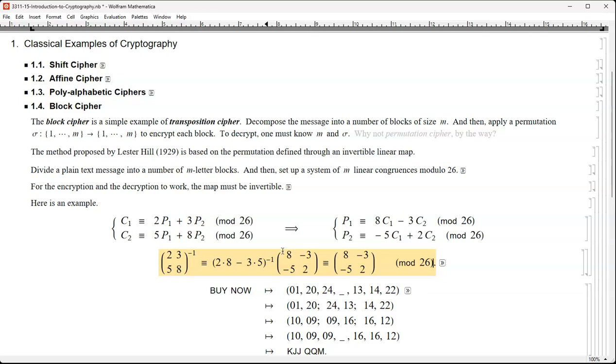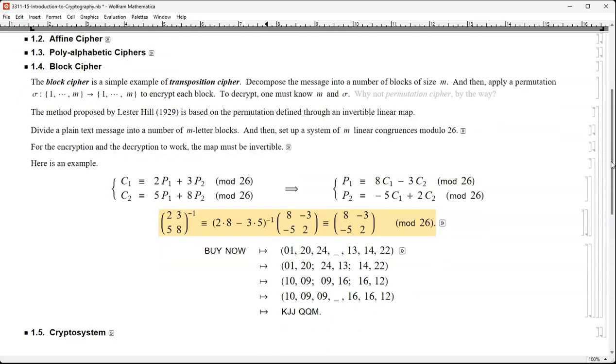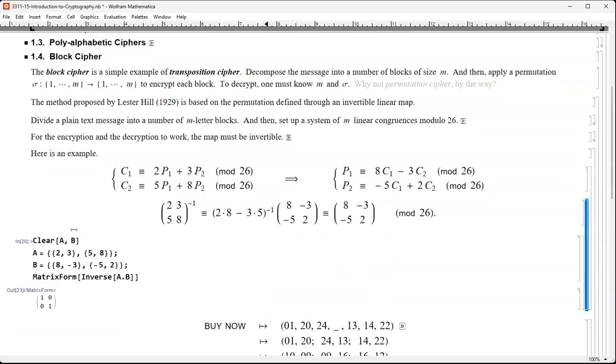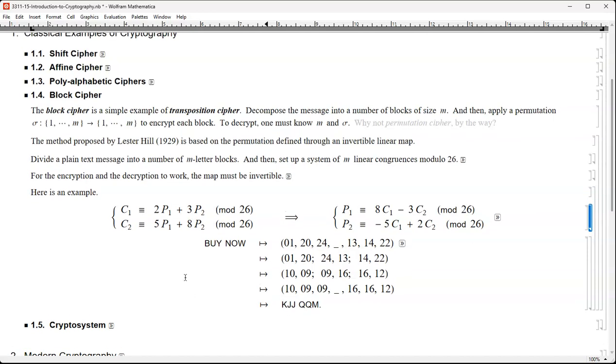And then switch the principal diagonal. 8 and 2, switch those. And then the other diagonal, we take negatives. So that's the inverse matrix, and that'll give me the inverse map. And you can check easily, multiply these two matrices, and then you get the identity matrix back. Okay, keep that in your mind, and let's apply this to a certain message like this.